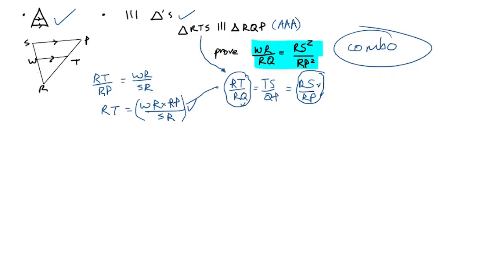I'm going to substitute this in up here. So it will be WR times RP over SR, and it's all being divided by RQ, which to me starts to get a little bit messy. So I'm just going to put it over 1, and I'll tip in times in the next question. So this is RT over RQ equals RS over RP. You've got all of that from here, and basically just a substitution.